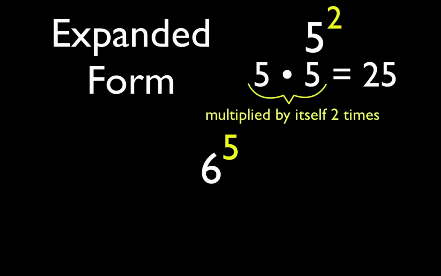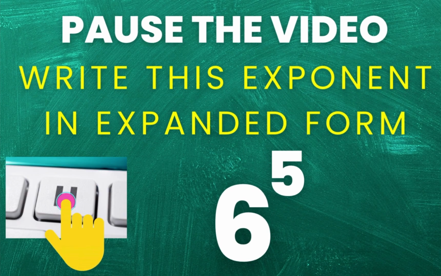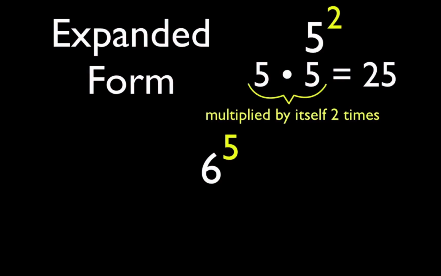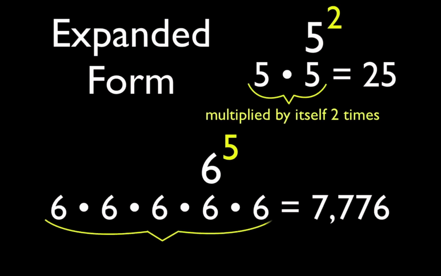Next, we have 6 to the 5th power. This means that we have a base of 6 and an exponent of 5. Before I show you what this is in expanded form, take a moment, pause the video, and try to write it out yourself. Expanded, that means we take the number 6 and we multiply it by itself 5 times. And as before, you can then simplify, but I need a calculator for that one.